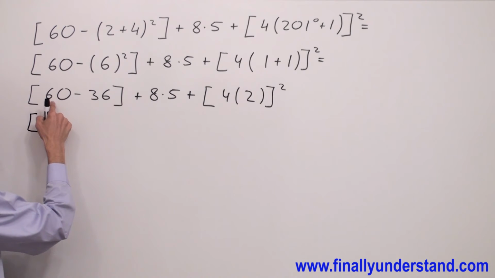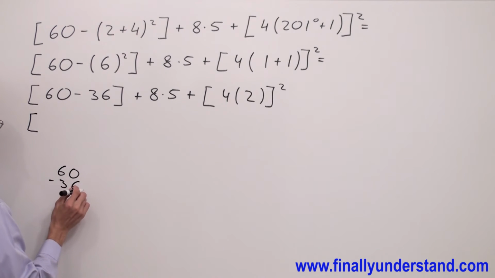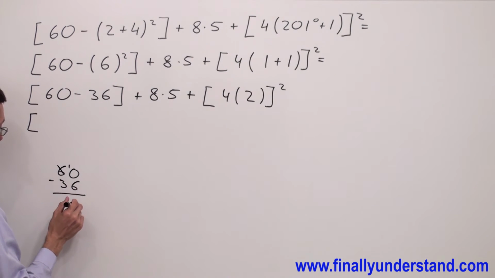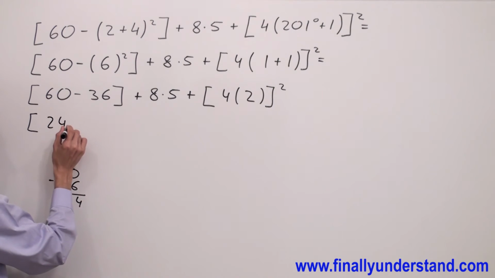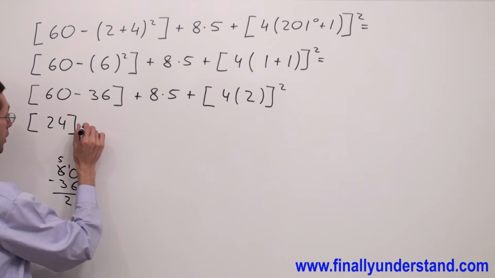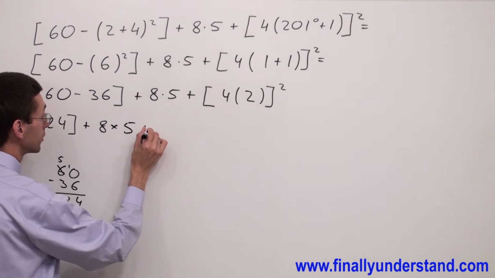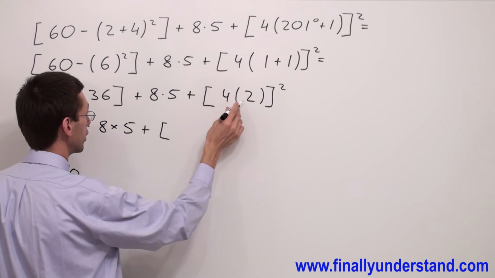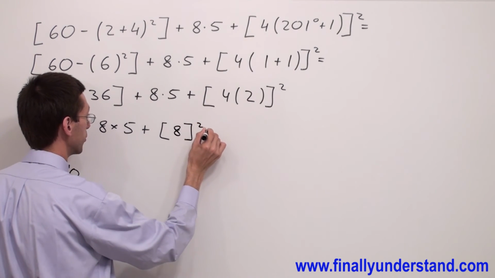Next, we have 60 minus 36. 60 minus 36 is equal to, borrow 1 from here, this is 10. 10 minus 6 is equal to 4, and I have 5 minus 3 is equal to 2, so it is 24. I have 24 plus 8 times 5 plus, and I have to perform the multiplication in these brackets. I have 4 times 2 is equal to 8. Everything is raised to the second power.